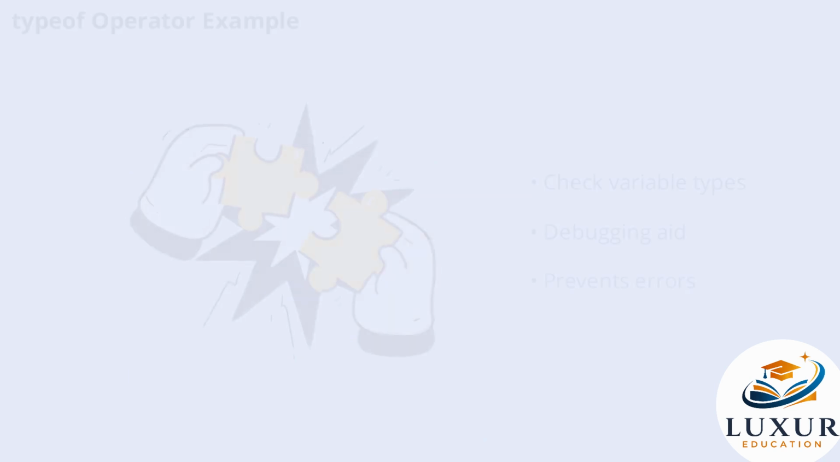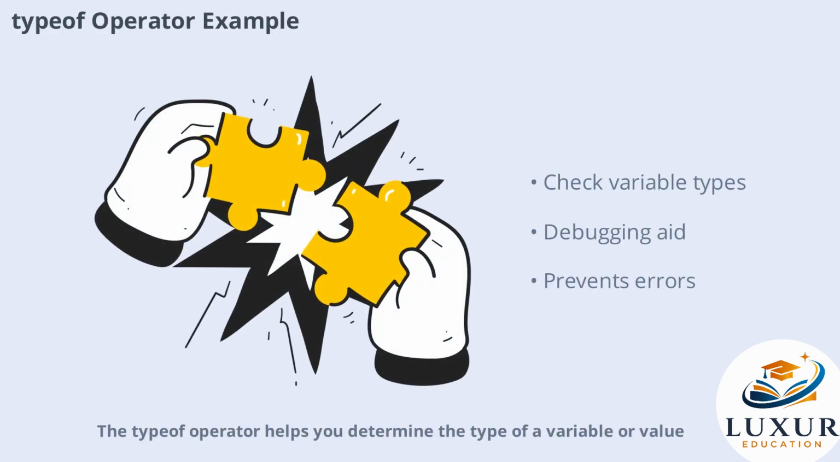The typeof operator helps you determine the type of a variable or value. For example, typeof b == "string" checks if b is a string. This is especially useful for debugging or writing functions that handle different data types. Knowing the type of your variables helps prevent errors and ensures your code behaves as expected.